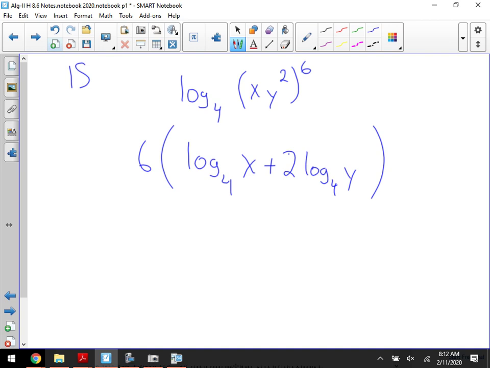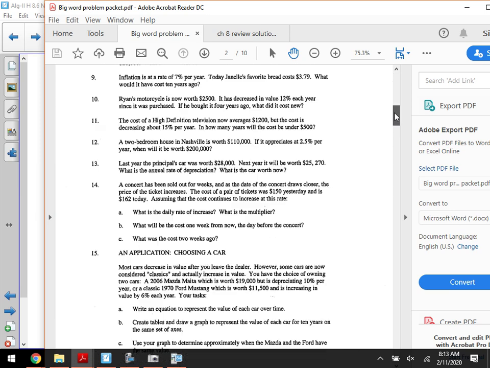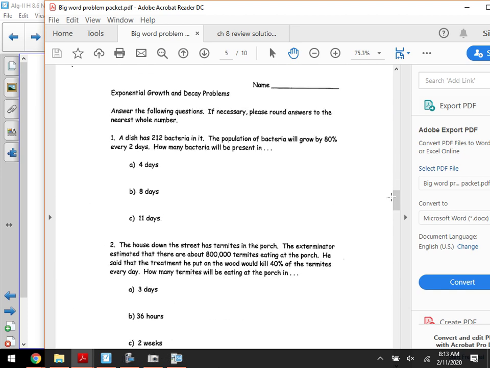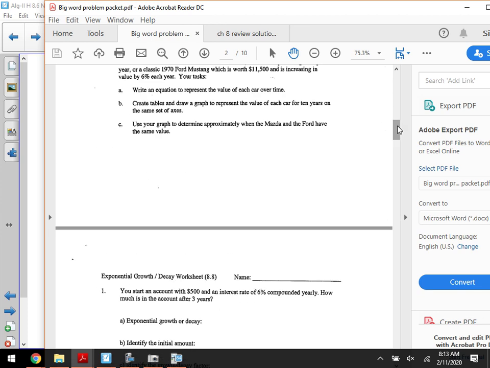What else we got? When you went back and looked at the packet of word problems, what do you got? I'm pretty sure we went through the majority of all of these already together anyway. It was all growth and decay. I was trying to steer clear of some of the bacteria stuff, but for the most part, we've done pretty much every one of them that I had. Are we good? What else do you want to look at?